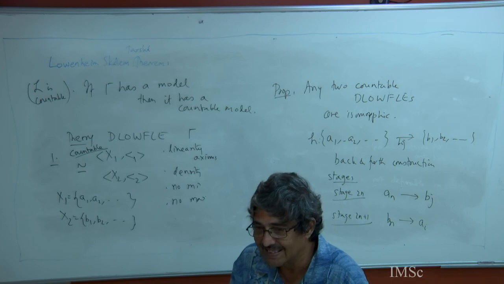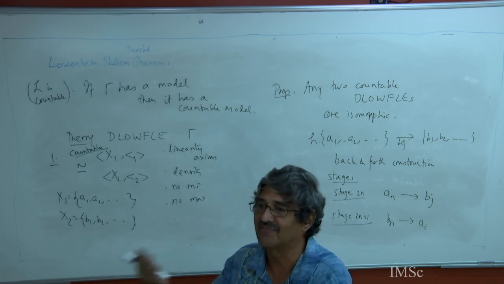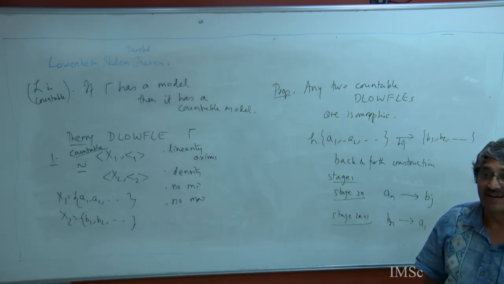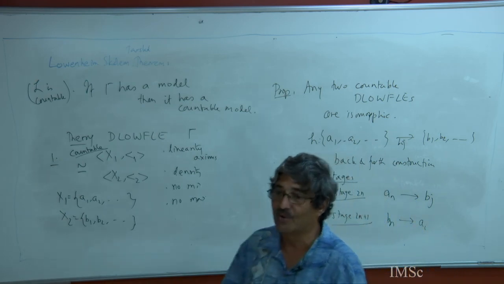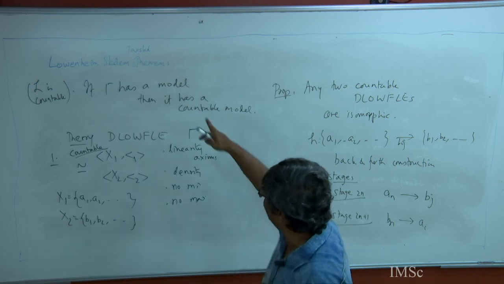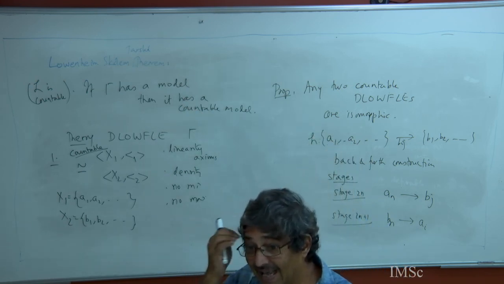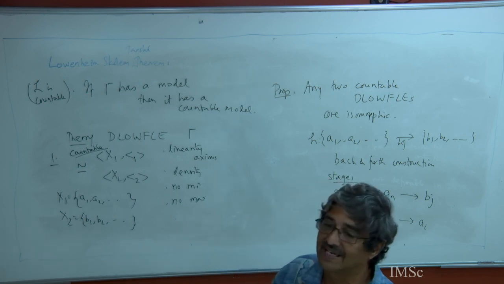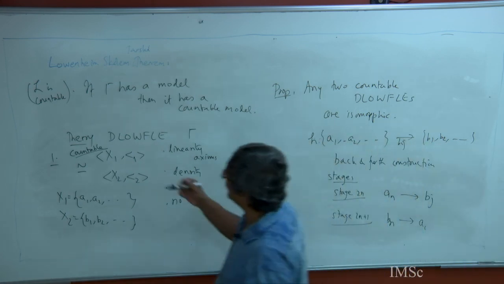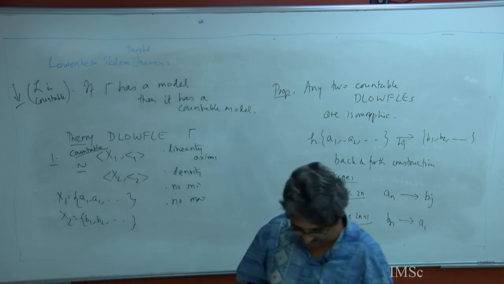Soundness means, see, completeness says that every consistent set is satisfiable. Soundness says that every satisfiable set is consistent. But then, for a consistent set, when we constructed a model, we showed that it's satisfiable, we set up a countable model. And therefore, as a consequence, we get that if your language is countable, any set of formulas that has a model at all has a countable model. And this is called the downward Löwenheim-Skolem theorem.